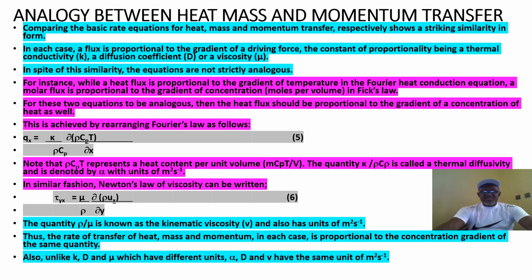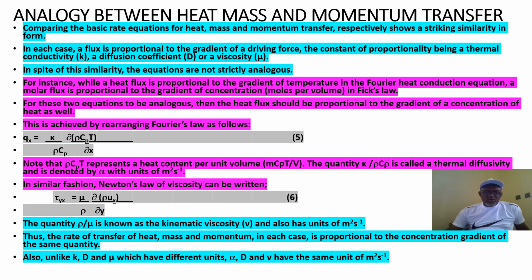Now, in spite of this similarity in the equations, there are still some things we need to consider. For instance, while heat flux is proportional to the gradient of temperature in the Fourier equation, molar flux is proportional to the gradient of concentration in Fick's law. For these two equations to be the same, the heat flux should be proportional to the gradient of concentration of heat as well. This is achieved by rearranging Fourier's equation as follows. That is equation 5. So when you get here, write it down, get back to Fourier's equation and see how we rearrange this.